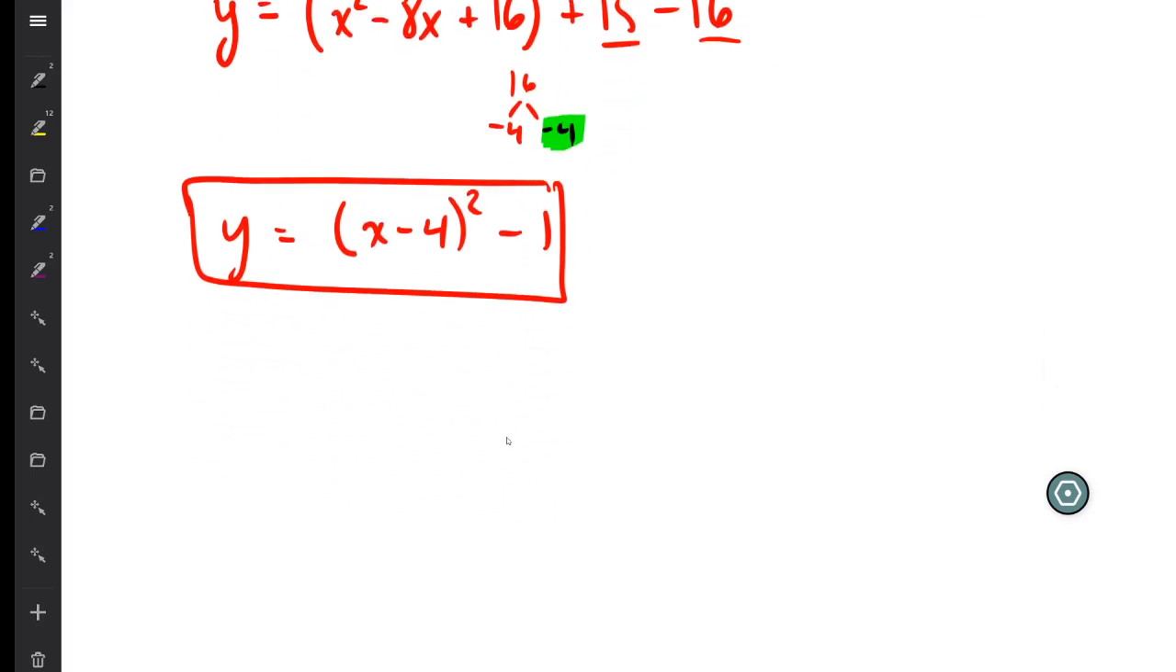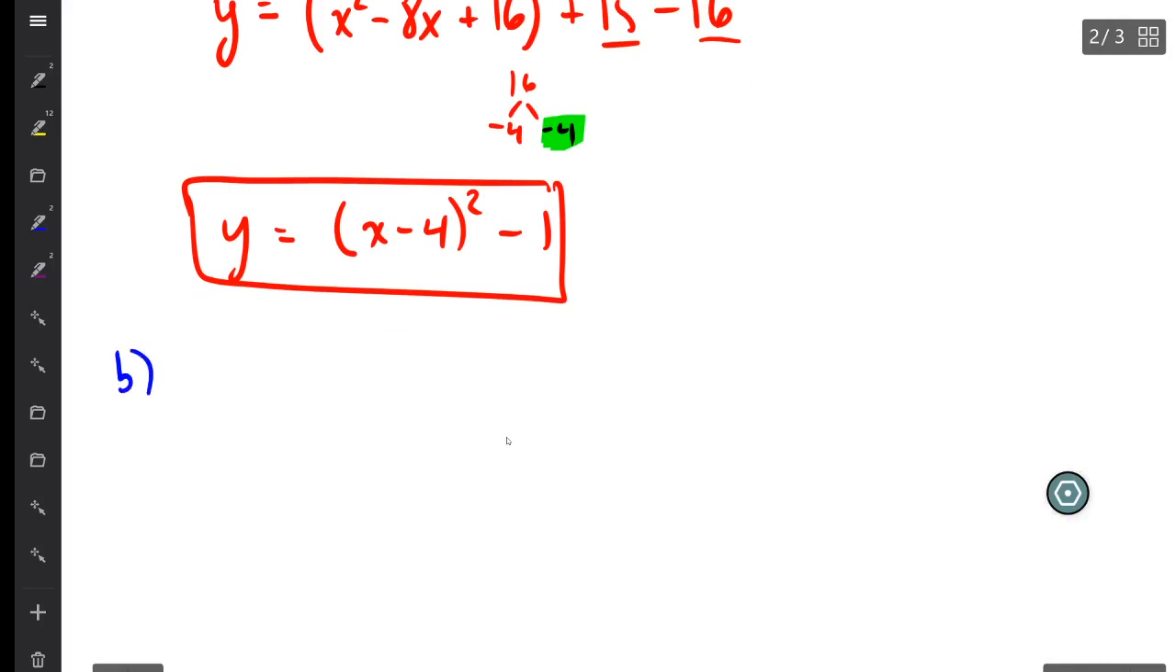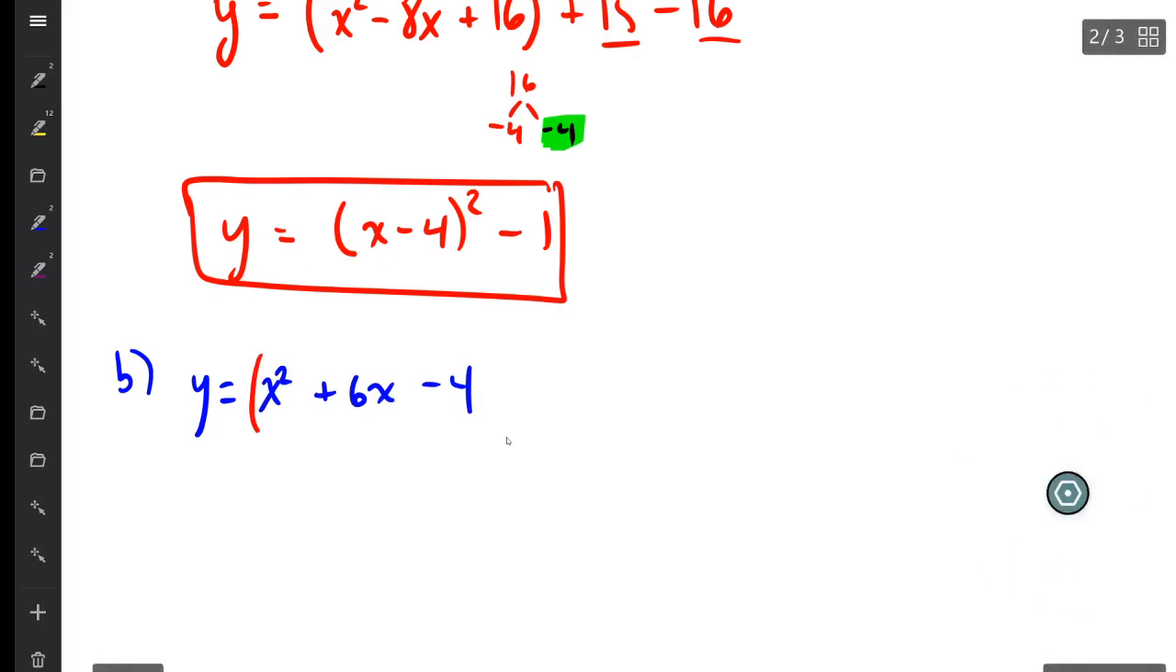We can do one more, and then we'll jump into the couple hard cases. So let's do y equals x squared plus 6x minus 4. Step 1 is going to be to put that parentheses around here.